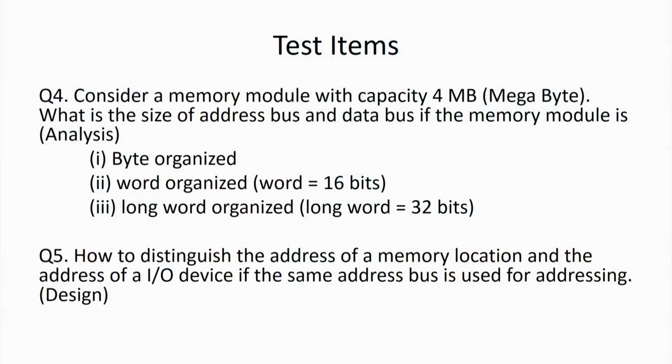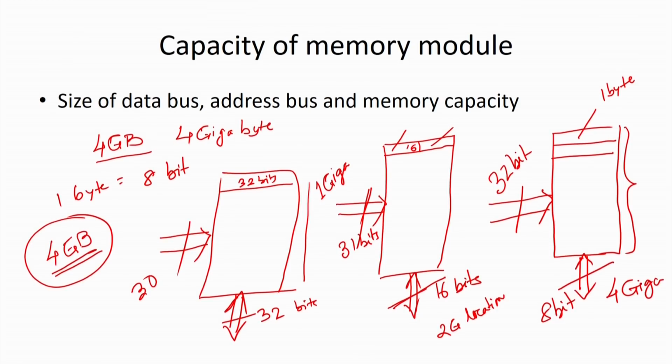Now, consider a memory module with capacity 4 MB, 4 megabyte. Here I should mention one thing. If I say 4 GB, it means 4 gigabyte. But if I write 4 G with a lowercase b, in that case it is 4 gigabit. So, the uppercase talks about a byte and the lowercase talks about a bit.